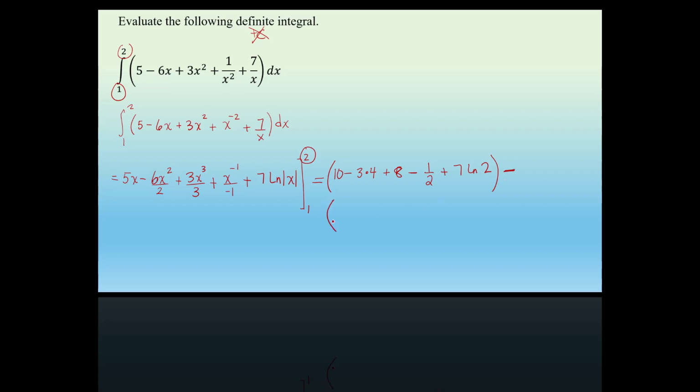Now we're going to do the same thing, except for we're going to plug the 1 in. So 5 times 1 is 5, minus 3 times 1 squared, which is still 3, plus 1 times 1 to the third, which is 1, plus or minus -1, minus 1, because that'll be 1 over 1, plus 7 times ln of 1. Now, ln of 1 is 0, so this zeroes out.